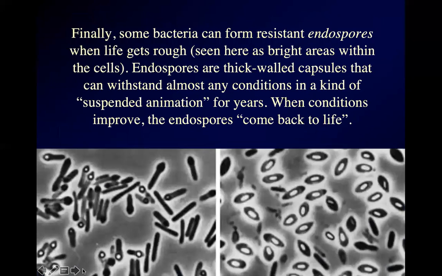The very last thing I'll say is that some bacteria can form resistant capsules when life gets rough, and we call these endospores. These are pictures taken under the light microscope of two different types of bacteria, and the cells look dark, but you can see they've got these bright areas inside. The bacteria on the right have these bright areas inside. On the left, those bacteria have bright areas, but only at one end, so they kind of look like tennis rackets under the microscope. Those bright areas are called endospores.